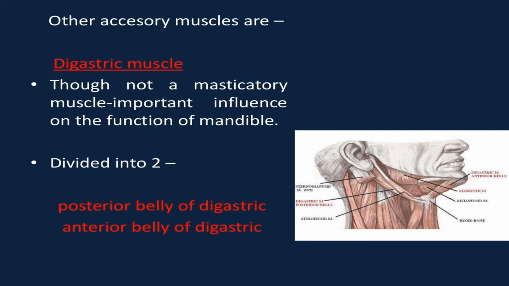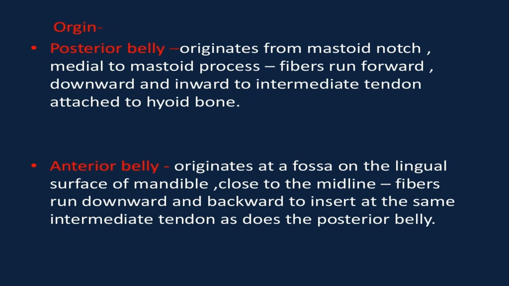82. Origin: posterior belly originates from mastoid notch, medial to mastoid process, fibers run forward, downward and inward to intermediate tendon attached to hyoid bone. Anterior belly originates at a fossa on the lingual surface of mandible close to the midline, fibers run downward and backward to insert at the same intermediate tendon as does the posterior belly.